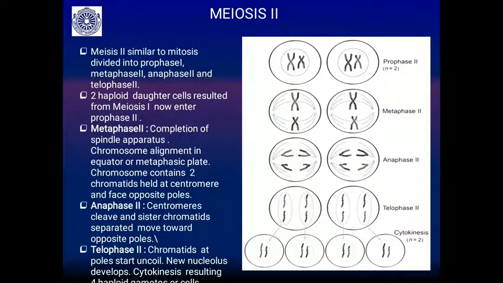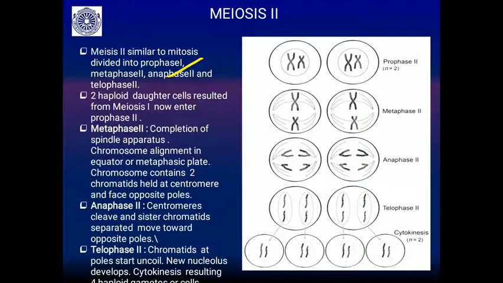Meiosis II is similar to mitosis. It is divided into prophase II, metaphase II, anaphase II and telophase II. There is a small mistake you will find here; this is prophase II. The two haploid daughter cells resulting from meiosis I now enter prophase II. Prophase II is followed by metaphase II, all of which you have studied.